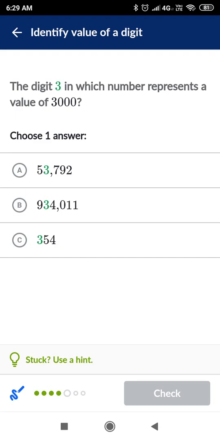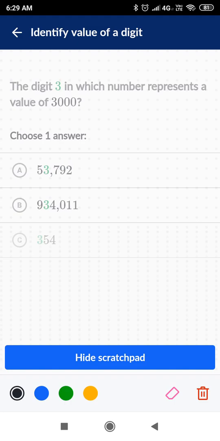The digit 3 in which number represents a value of 3000? Let us see. In A, it represents 3000. In B, it represents 30,000. And in C, it represents 300. So the answer is A.